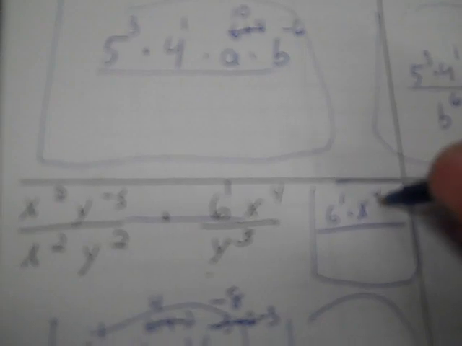Now for y, we have 3 of those as well. We have negative 3 minus 2 minus 3. Okay, negative 3 minus 2 is negative 5. Minus 3 takes you to negative 8. So the 6 and the x maintain their same position, but the y goes into the denominator where it becomes 8, and then 6 to the 1st is just 6. So 6 times x to the 4th, y to the 8th.